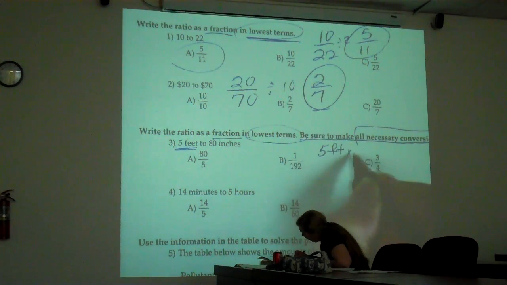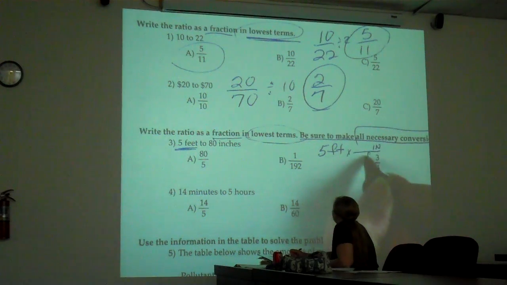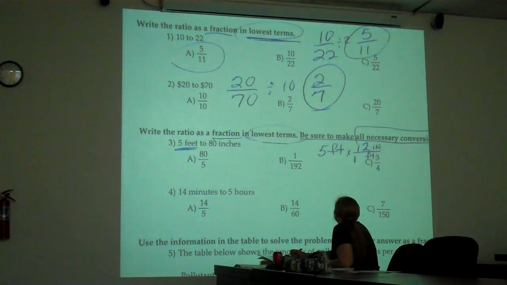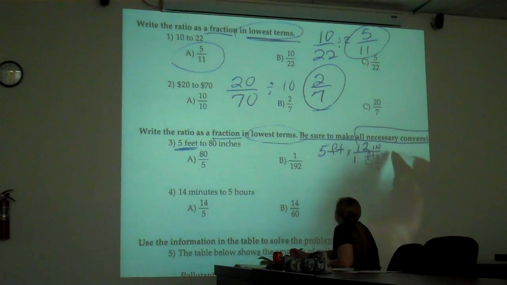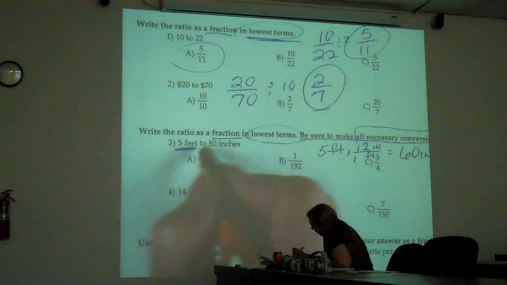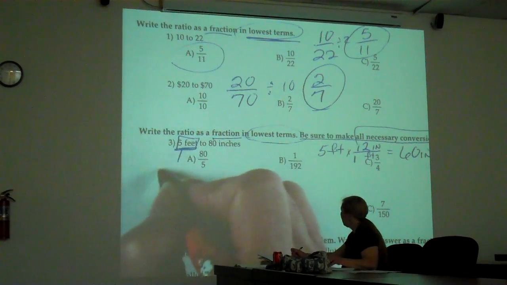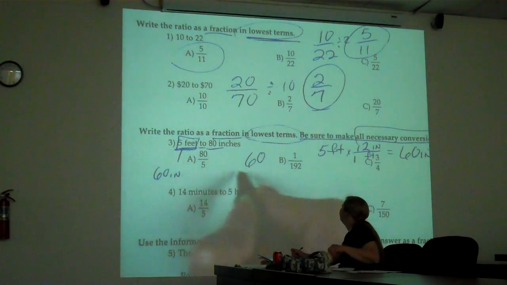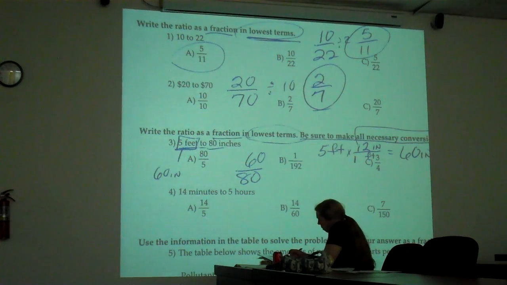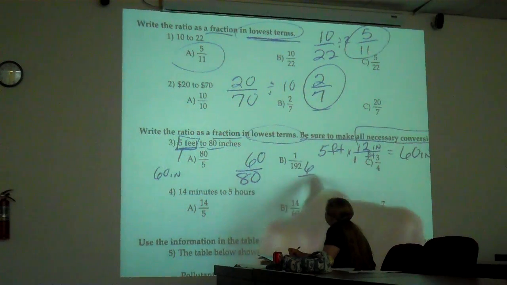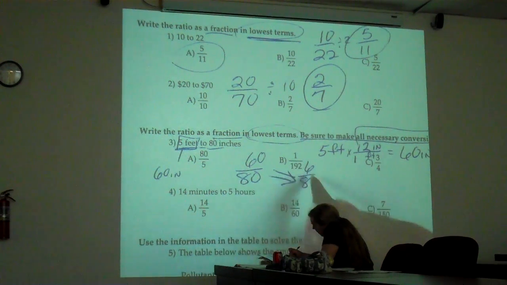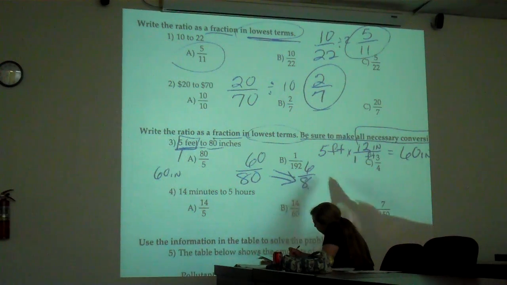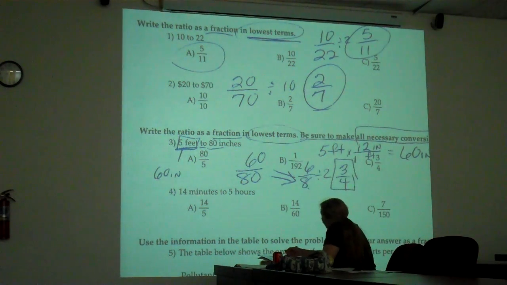Remember how you do it? There's inches and there's feet. 1 foot is 12 inches. So 5 times 12 gives you 60. So now we have 60 inches instead of 5 feet. We have 60 inches to 80 inches, so that's 60 over 80. Divide by 10, you have 6 over 8. That's still not reduced, is it? 6 over 8 will divide by 2, right? Divide by 2, you get 3 to 4. That's reduced.